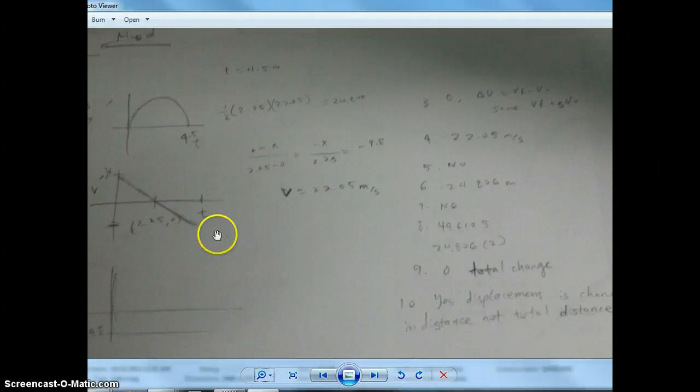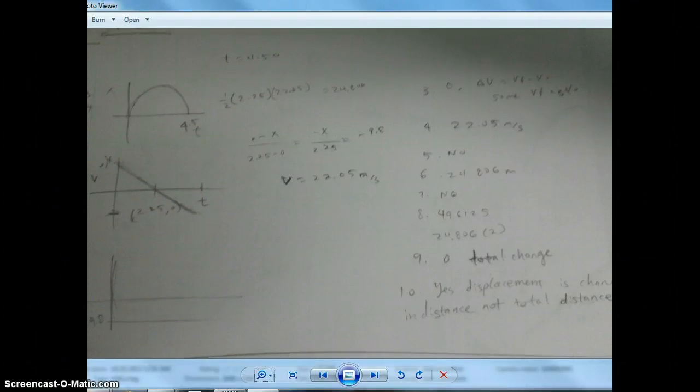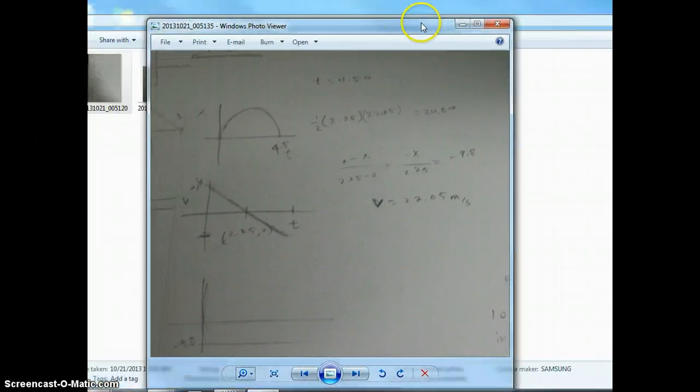The medium, sorry. The medium is basically the same thing as the low, just the numbers are tweaked because the time is tweaked. So the time is 4.50. Now we can draw the graph, same thing as the low. Acceleration, again, just like the low, is always going to be negative 9.8.